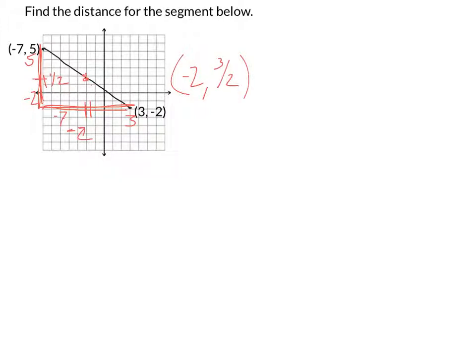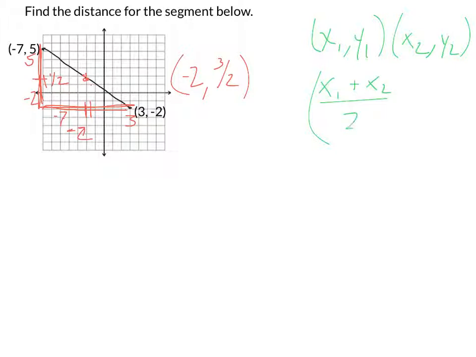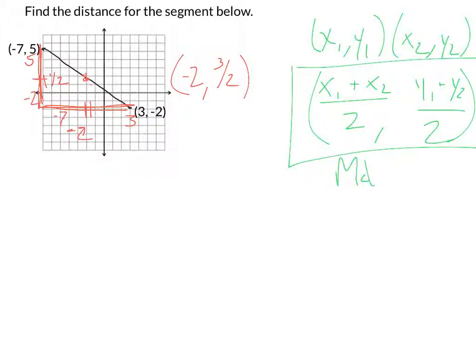Well, how can we find that easily instead of having to draw it? Let's say I was just given two coordinates, and again, I'll use (x1, y1) and (x2, y2). So how do we find the midpoint? Well, we determined on the previous slide we could just do the average. I'll take my x's and add them together and divide by how many I have. I'll do the same thing with the y's. I'll add them together and divide by how many I have. And this right here is the midpoint formula.